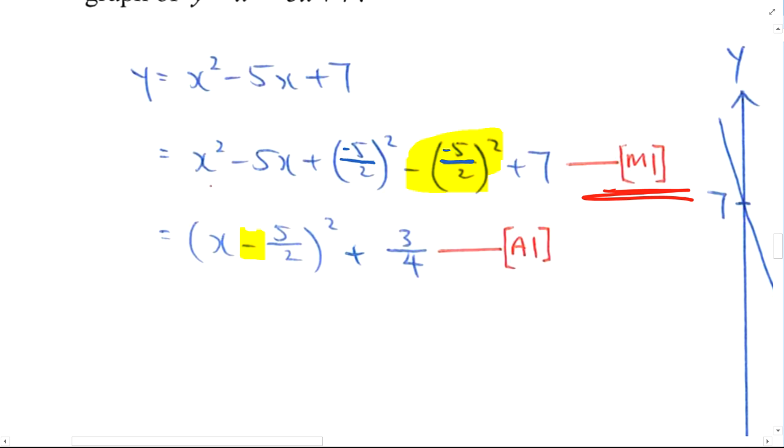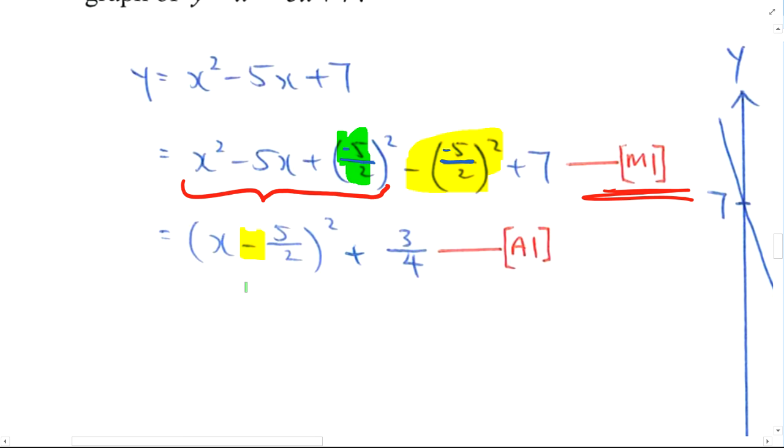Because once I add it, the first 3 terms gives me my complete square, which is x minus, this is a minus sign, minus 5 over 2. Okay, some of you changed it to a plus. That is why I've always recommended for you to include this negative sign in the square term, to remind us that it is negative 5 over 2, not 5 over 2.